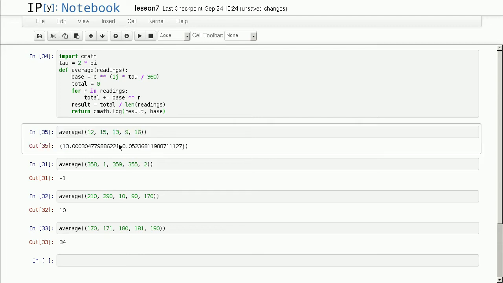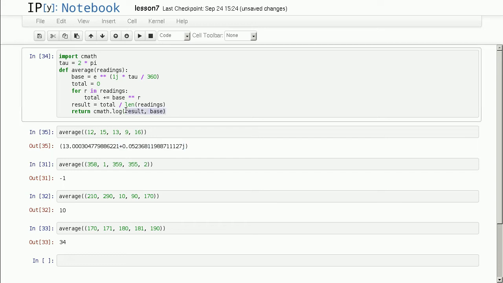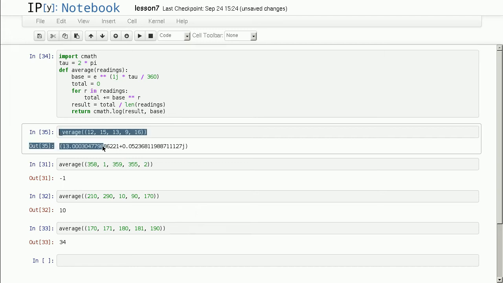However, it has this extra little imaginary component. And the reason it has this extra little imaginary component is because my result isn't actually on the unit circle, and I'm doing a complex logarithm that is with respect to a base that is on the unit circle. So there are a number of ways to correct this problem, but notice that just the real part is basically the answer we were looking for.